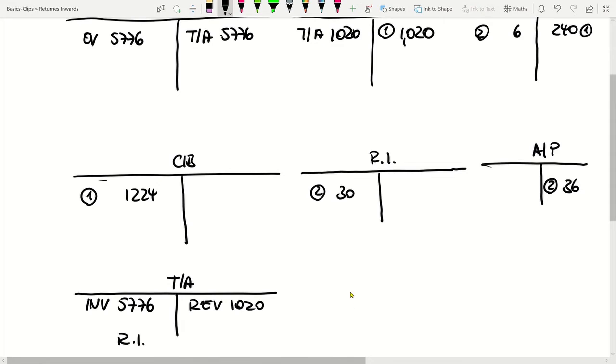Next, we have to calculate the closing stock. We assume that the returned frame is thrown away. For that reason, we calculate the opening value, which is 304 less 34 frames, which is going to give us 270. 270 times 19 gives us 5,130. I record the closing stock in the trading account.